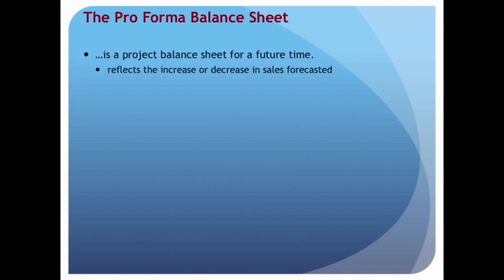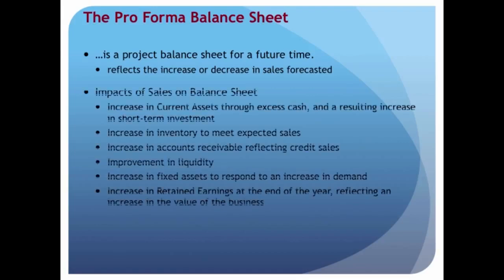Like the pro forma income statement and pro forma cash budget, the pro forma balance sheet is a projected balance sheet for a future time. It will reflect the increase or decrease in sales forecasted. Increases in sales may be reflected in an increase in current assets, for example through excess cash, and possibly an increase in short-term investments to respond to excess cash, increased inventory to meet expected sales, and an increase in accounts receivable based on the breakdown of cash versus credit sales.